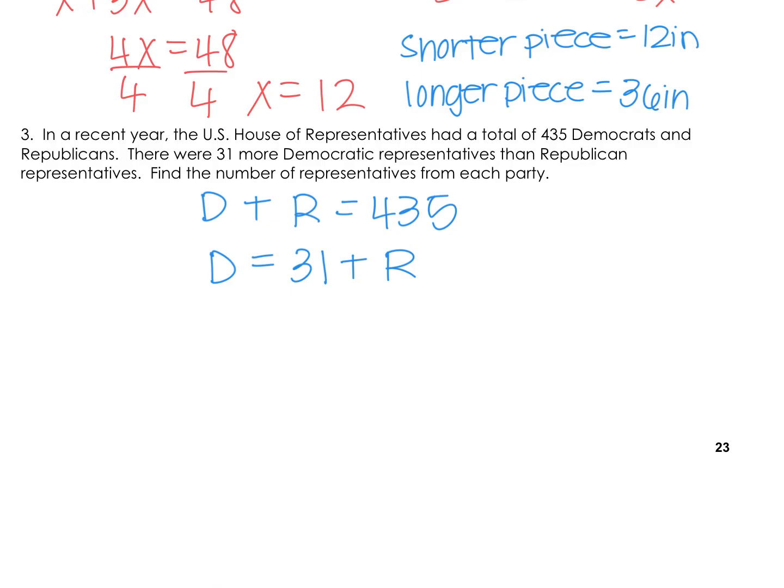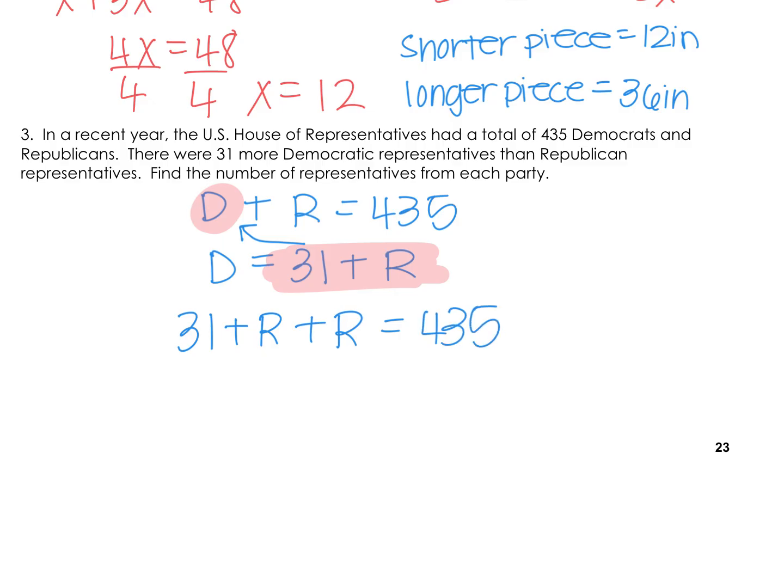Now, we have two equations here, but this first equation has a D variable. And the second equation says that D is equal to 31 plus R. So what we can do is plug that in instead of D, because D is 31 plus R. So we can have 31 plus R plus R equals 435. Why are there two R's? Because there was an R here, and then there's the original R.